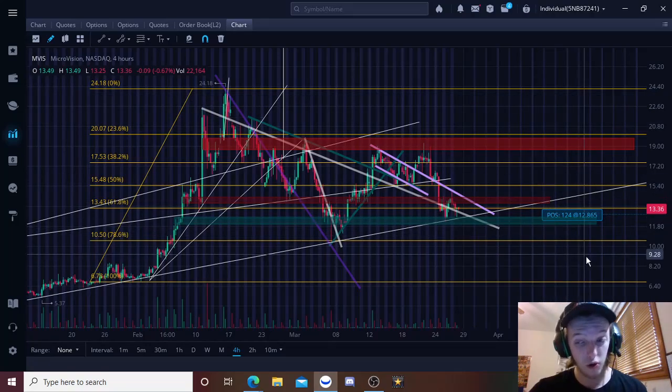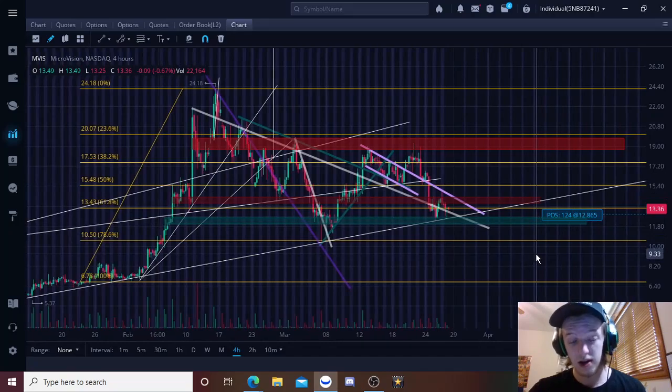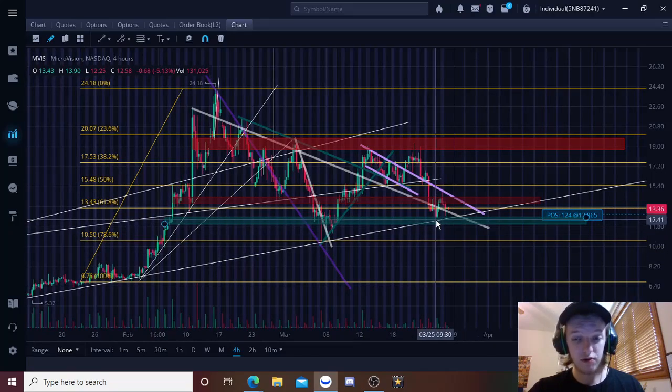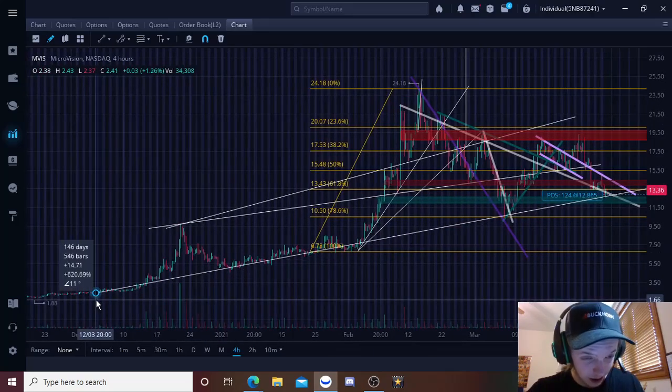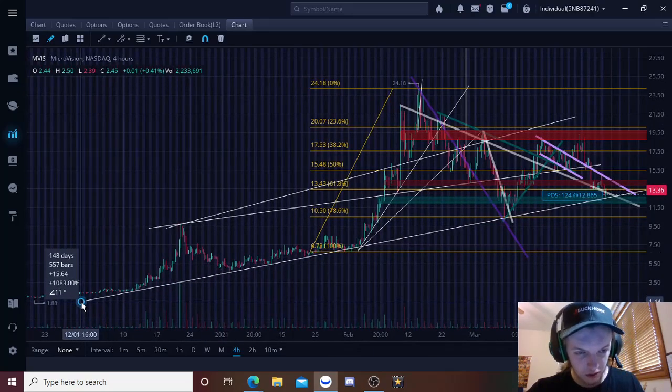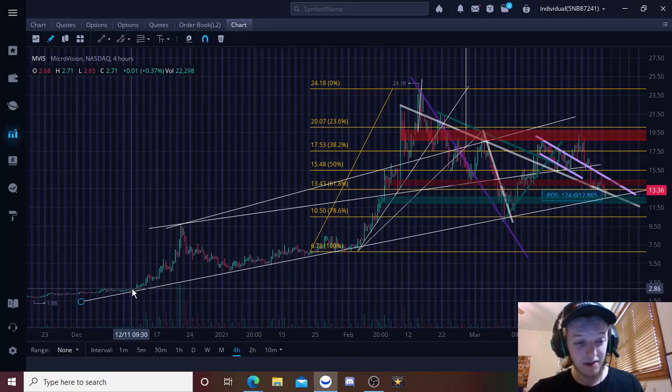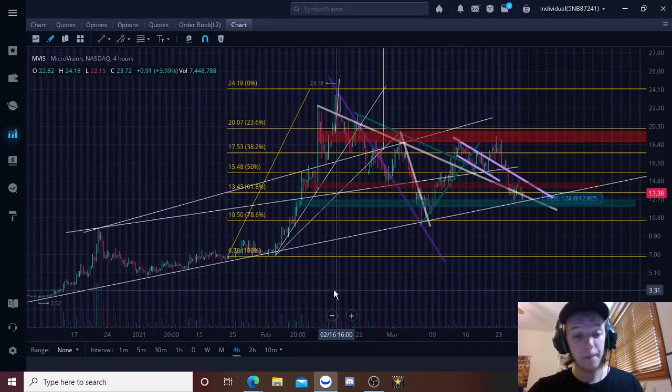Okay, I'm holding all my shares personally. We just had a bounce off of this ascending level of support that we have validated going as far back as, if we bring this up just a little bit to make it a little more clear, basically December of last year.